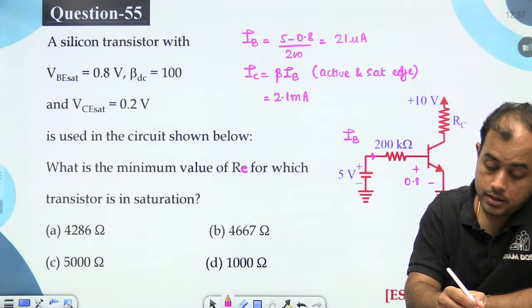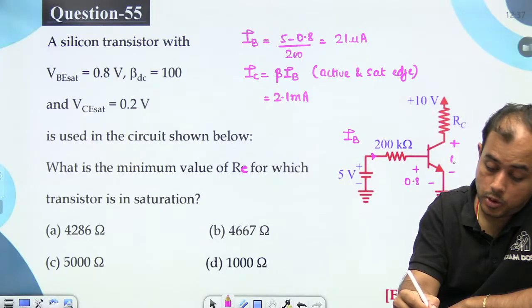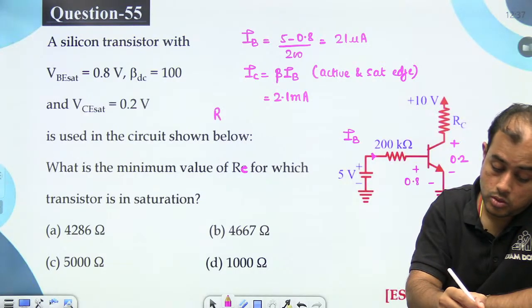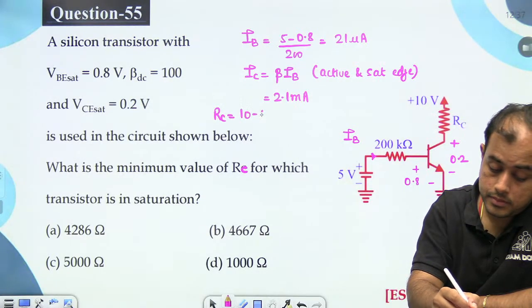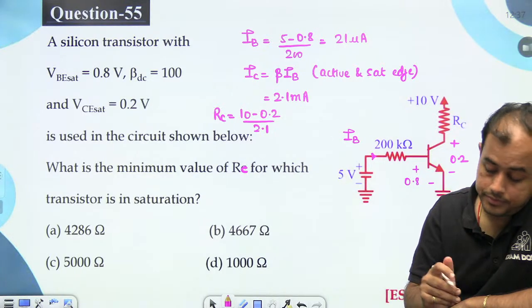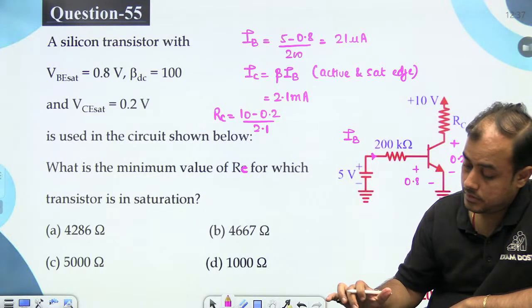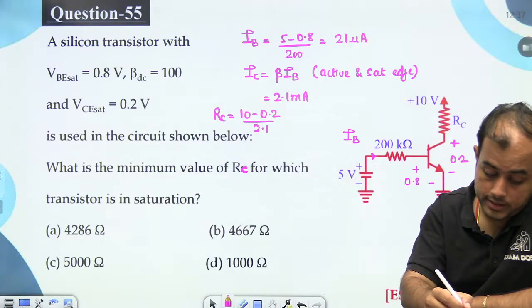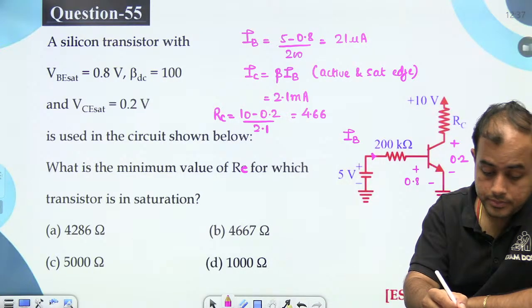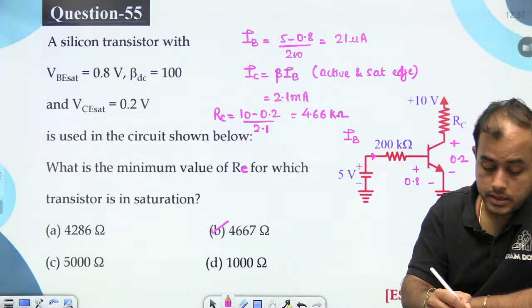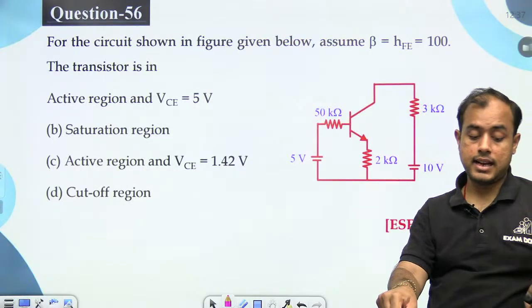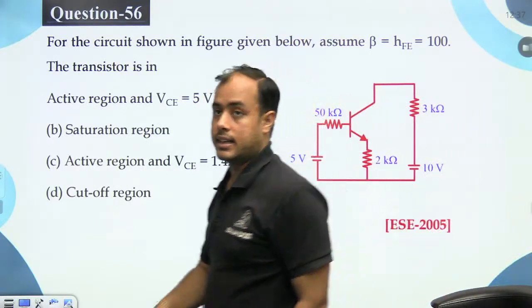Okay. Now take VCE as 0.2. So RC is 9.8 by 2.1, 4.66. So it is B. Next try करिए भाई. Try the next one.